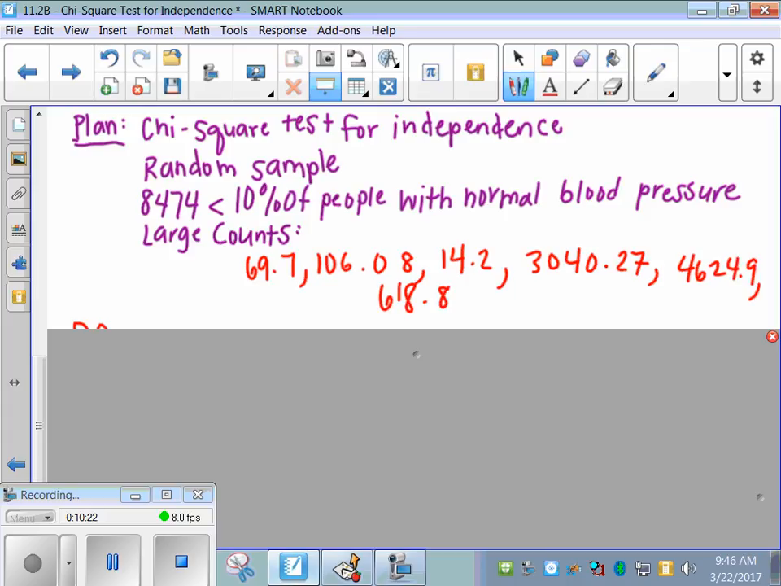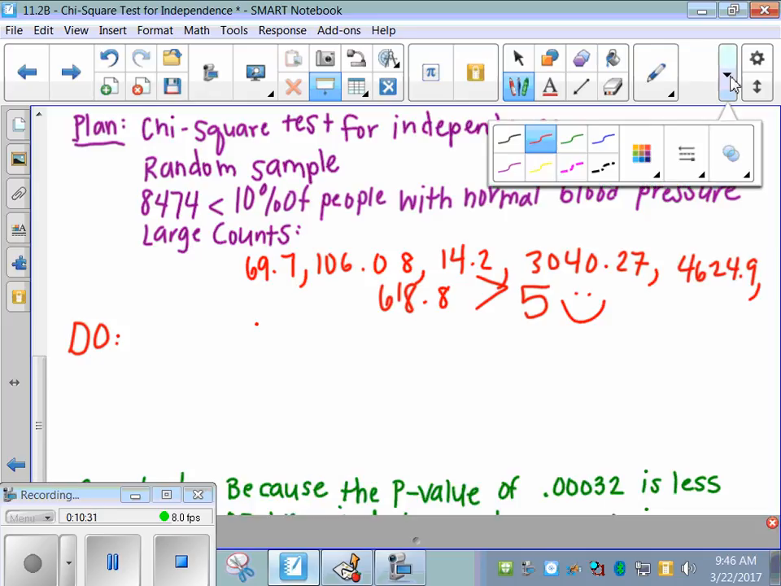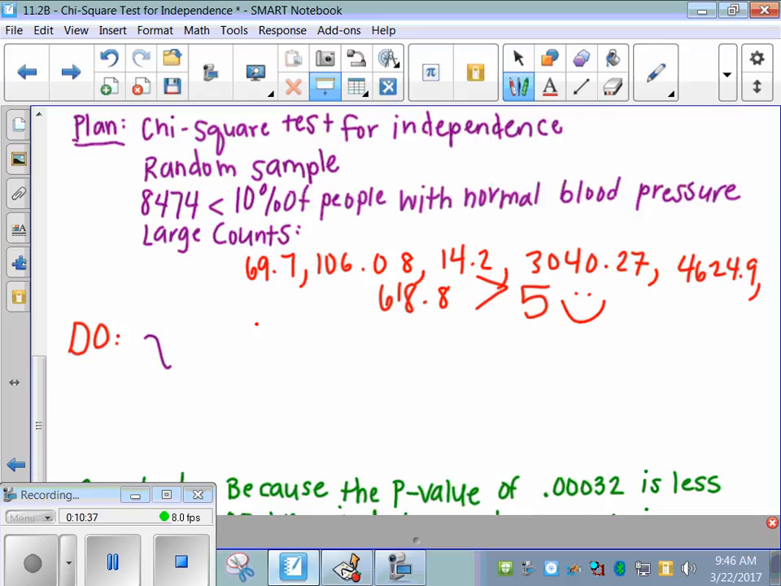618.8, whatever that is. All right, all greater than 5. That's the magic number for all the chi-square. All right, and then we go to the do part, which is all on your calculator. I'm fine with you doing that, except I do want to see the very first step for the chi-square test statistic.